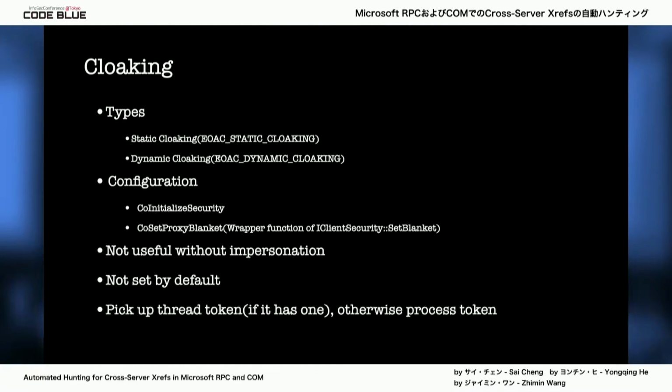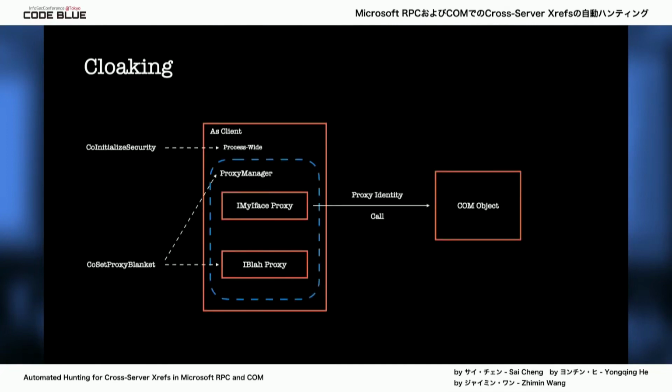With respect to choosing the identity to project to the upstream server, select the thread token if it exists, otherwise select the process token. And this rule applies to both types of cloaking. The client always calls the interface method on the proxy, so the identity bound to the proxy is presented to the server. For example, if the upstream server impersonates the client, it will switch to a token bound to the proxy.